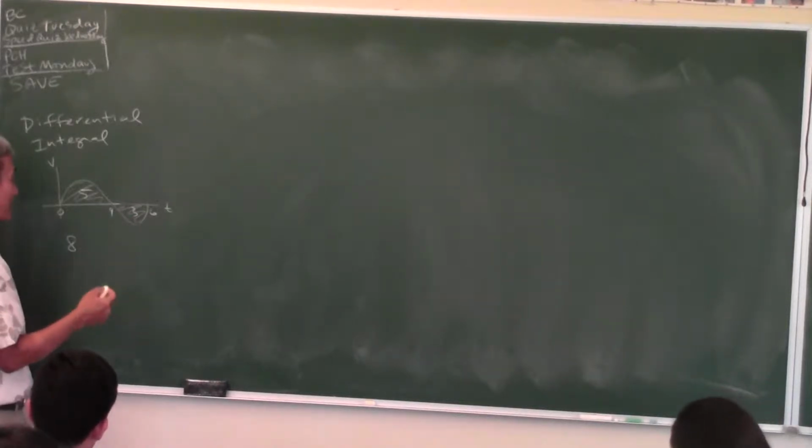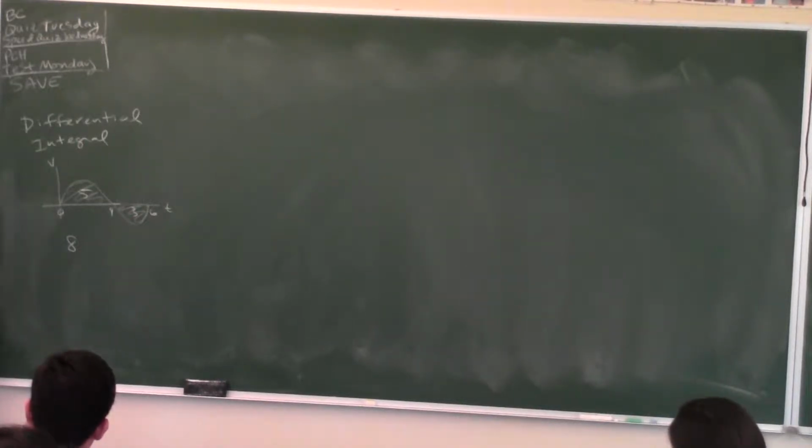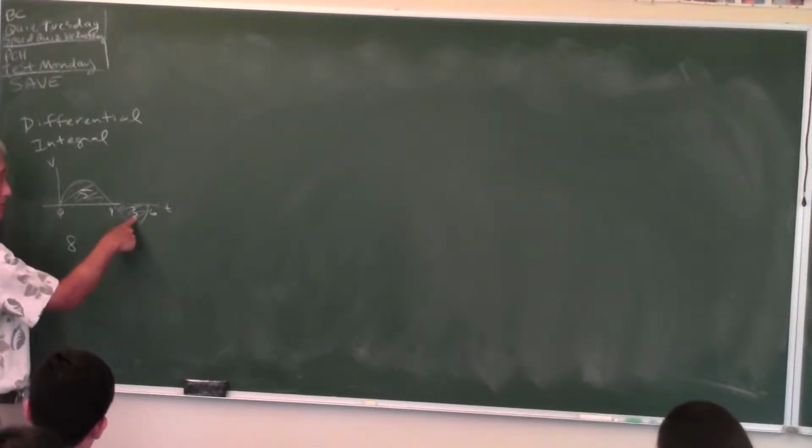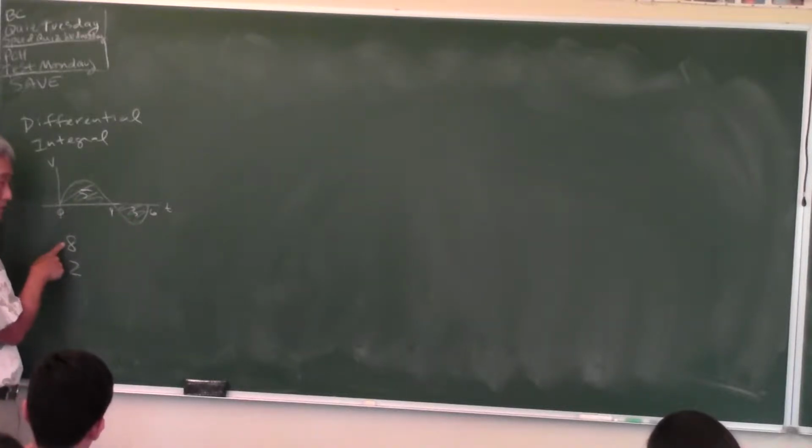What was the displacement of the particle? 2, because since it's below the x-axis, it counts negative, right? So the answer would be 5 plus negative 3, which is 2. So this is the total distance traveled, this is the displacement.